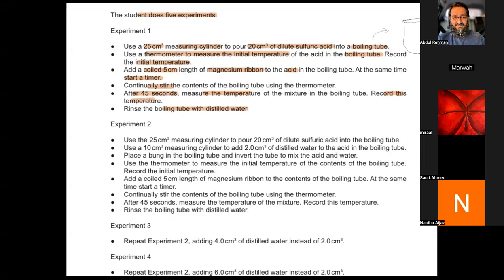Yes. The information that they have provided. Okay, now experiment 2. So we are done with experiment 1, now experiment 2. Use the 25 cm³ measuring cylinder to pour 20 cm³ of dilute sulfuric acid into the boiling tube. Use a 10 cm³ measuring cylinder to add 2 cm³ of distilled water. So what you did, in experiment 2, you have diluted it with some water. Is this understandable?